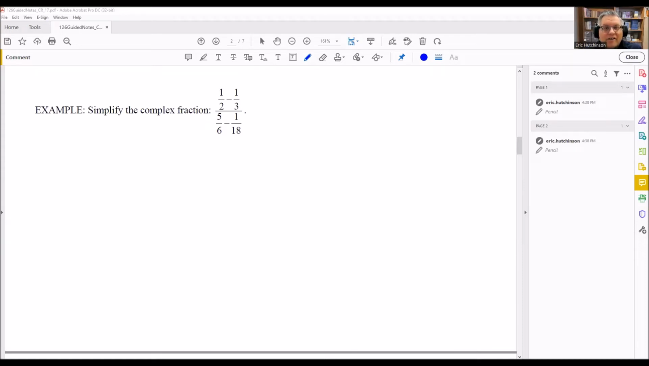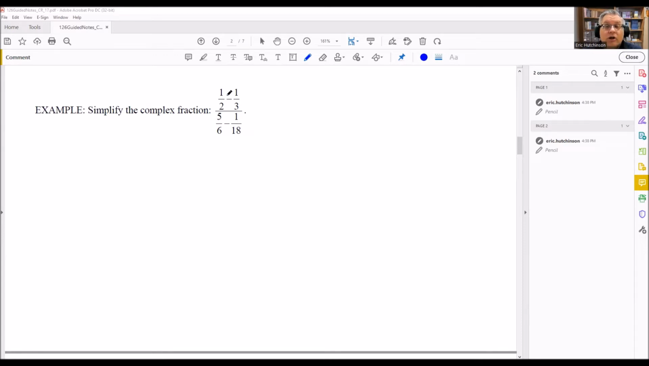We want to clear out these fractions and get rid of this complex fraction and get it down to a single fraction. Now, there's a couple different ways that we could do this. The first would be to get common denominators in the top, common denominators in the bottom. We have one fraction on top, one fraction on the bottom, and then we take the top fraction, multiply it by the reciprocal of the bottom one. So that is one way we can do it.